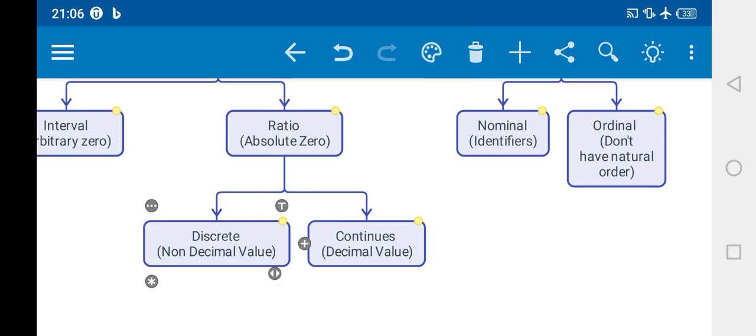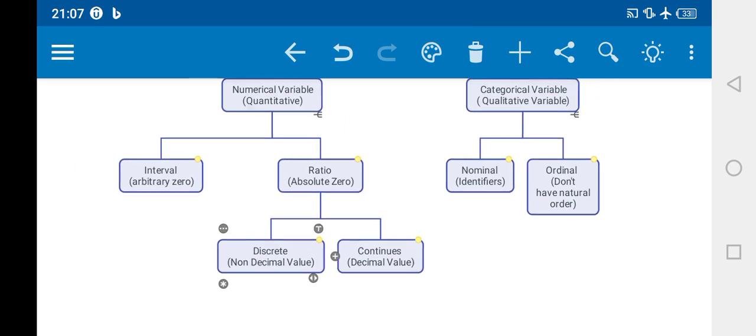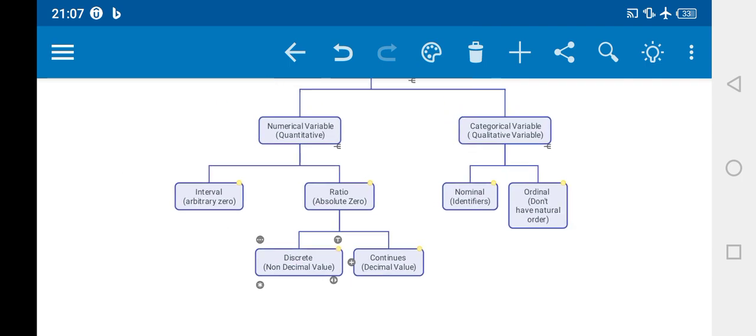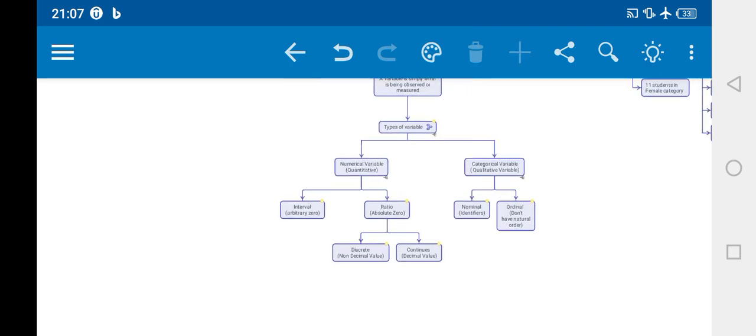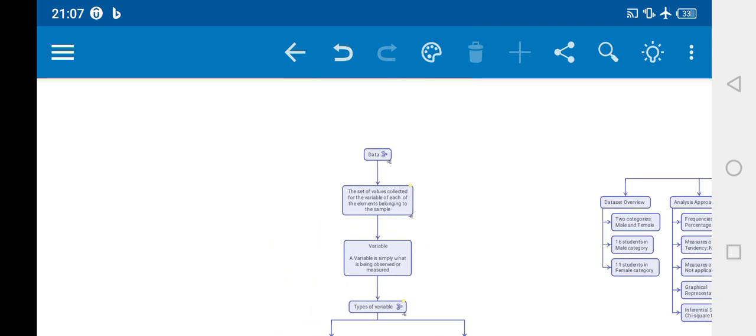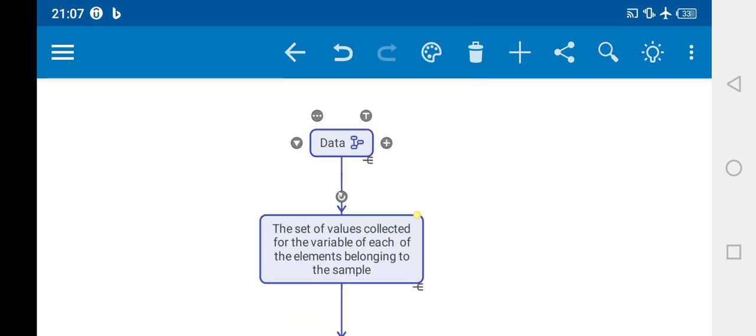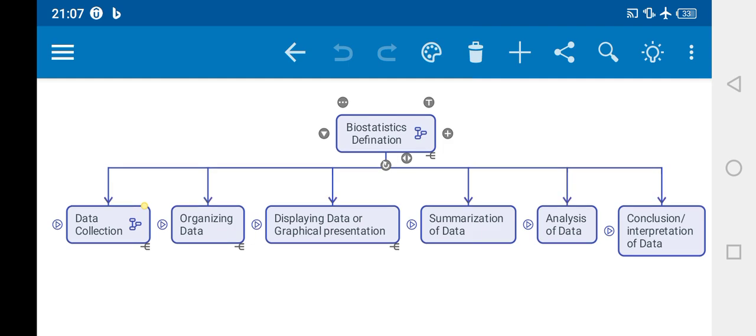So up till now we have discussed that we have two types of variable, which are numerical and categorical, and variables come from the data, and the data is linked to our definition, which arises from biostatistics. So I hope you understand this concept, and further you can see other videos and search some examples to further clarify this concept.